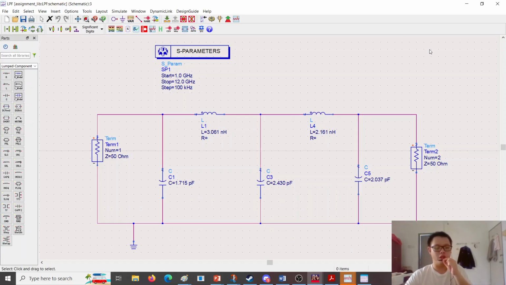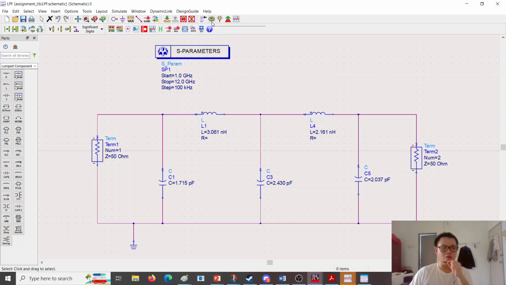Hi, my name is Chan Jingming, and I'm going to talk about the ADS software design. Thank you for the calculation done by Chang Chun Han. We can directly use the result from there in the design. This design is based on the pi network, which is C1 here, L2, C3, L4, and C5, with a 50 ohm input impedance here and here also. The frequency will start from 1 gigahertz and stop at 12 gigahertz, and the step will be 100 kHz.